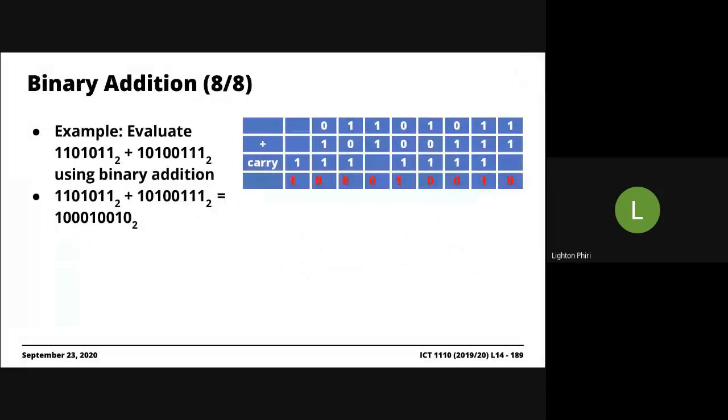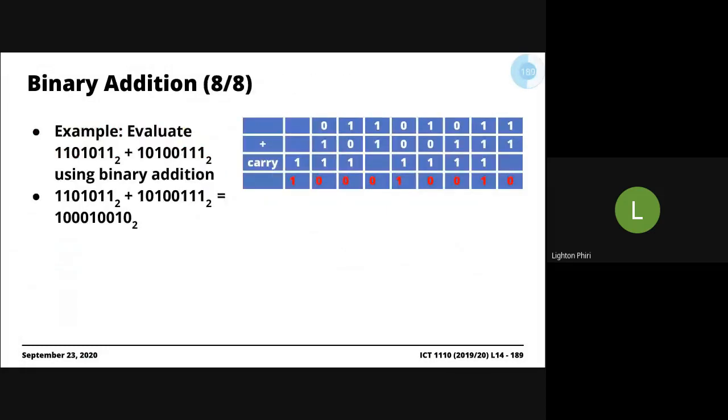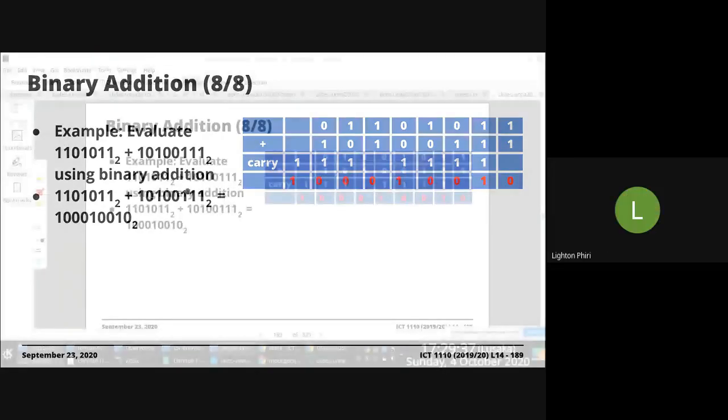I'm going to pause here and just find out if people are a bit confused with the rules here. Do you think this is very confusing or something? Is this making sense? It is trying to make sense, but the rules are a bit confusing. 1 plus 0, 0 carry 1. Kindly go over the last part. Just the addition.